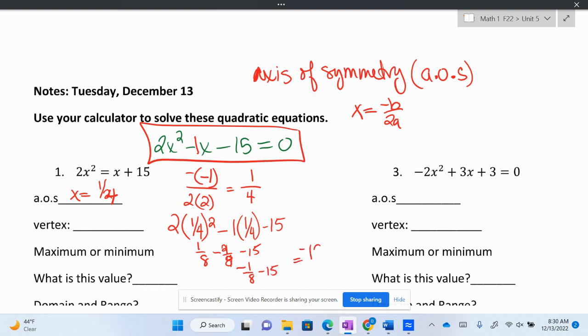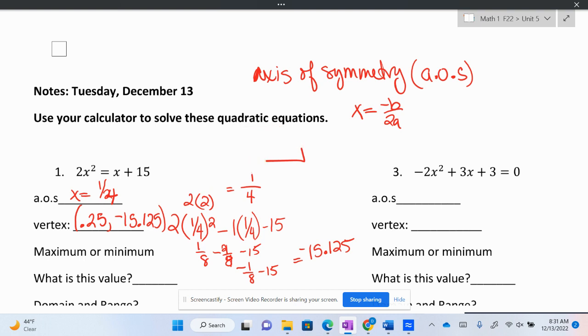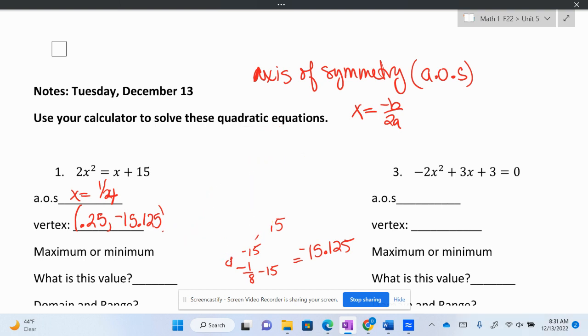And that's actually going to be -15.125 because the fraction 1/8 is the decimal 0.125. So my vertex is 0.25 or 1/4 and -15.125. Again, we're not going to keep calculating the vertex. We're just going to let the graph do the work for us, okay?